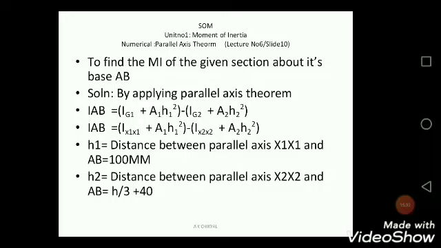Now we have to find the moment of inertia of the given section about its base AB. We will be applying the parallel axis theorem. Moment of inertia about AB is equal to the moment of inertia about AB for the rectangle section, and then we have to subtract the moment of inertia about AB for the triangle section.